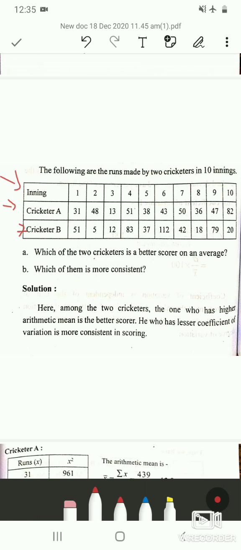So here, among the two cricketers, the one who has higher arithmetic mean is the better scorer. He who has lesser coefficient of variation is more consistent in scoring. So we had seen in the definition and in the properties of coefficient of variation that if the value of coefficient of variation is low, then we can say that particular set of data is more consistent. In the question A, they have asked which cricketer is a better scorer on an average. So who has higher mean value, we can say he is a better cricketer.